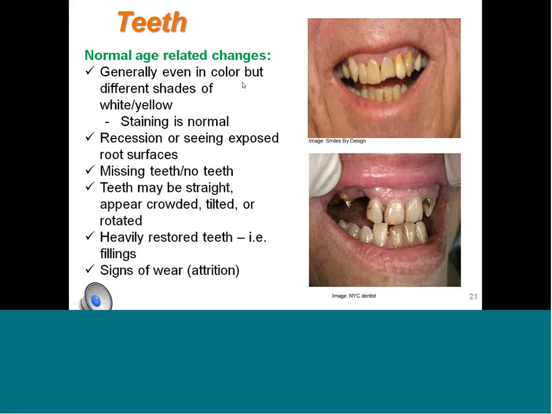Now we're going to take a look at the teeth. The following are some normal age-related changes that we may witness between different individuals. Generally, teeth are even in color. They may present in different shades of white or yellow. We also may see some staining.